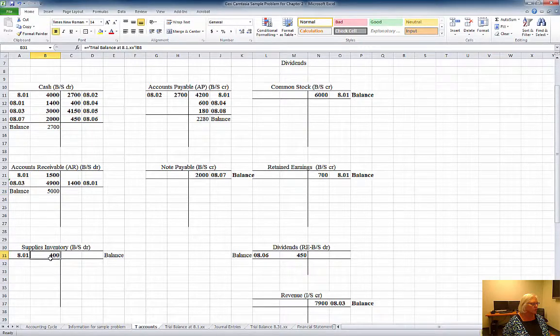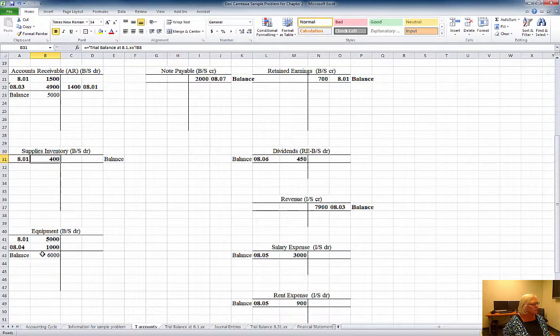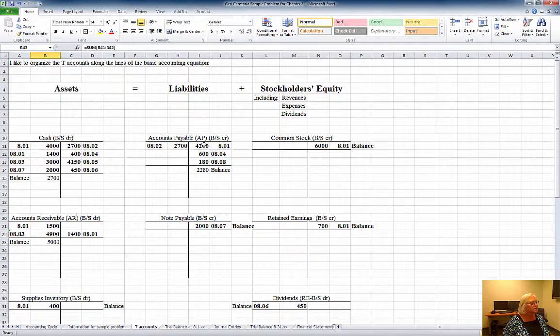Supplies inventory, we only have the one thing. We didn't recount supplies, so we leave it at $400. Equipment has a debit balance of $6,000. Okay, that's all the assets. Liabilities, we add up the credits. $4,980 is the total. That's more than your debit of $2,700, so you end up with a credit balance of $2,280. Notes payable, you only have the one, so that is your balance of $2,000.